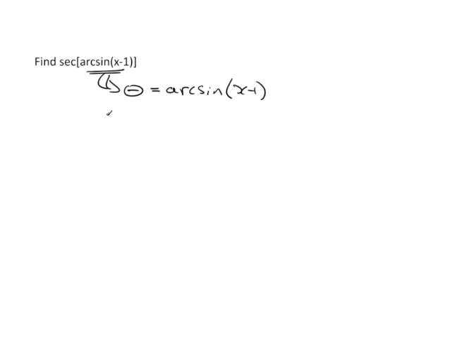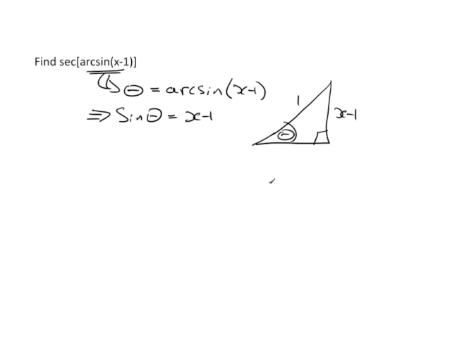So if I take sine of both sides, that then implies that sine of theta must be equal to x minus 1. So again, I can draw my right triangle, and I know this is theta, but sine is side opposite over hypotenuse, so this must be x minus 1 over 1. So this is the square root of 1 squared, which is 1, minus x minus 1 squared. So now I need secant of this angle.